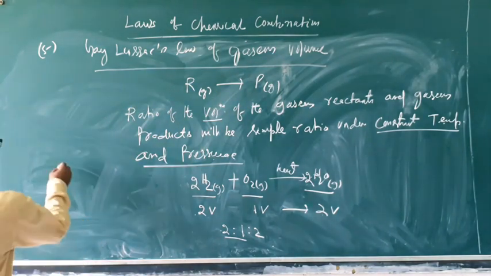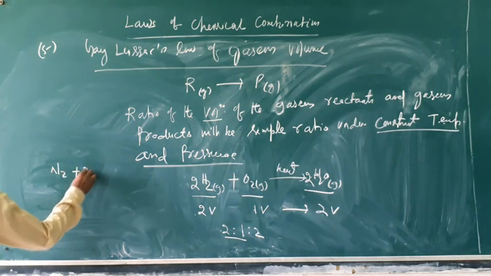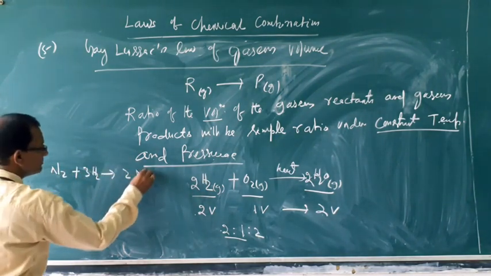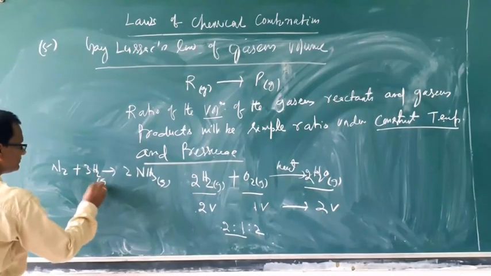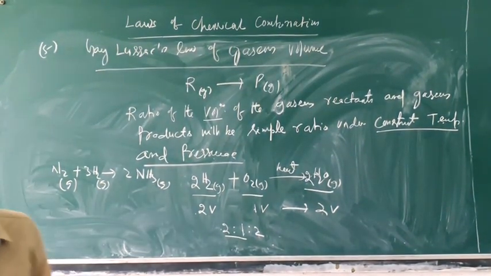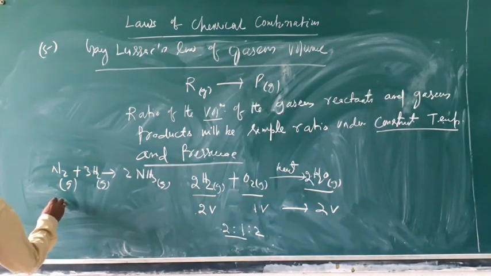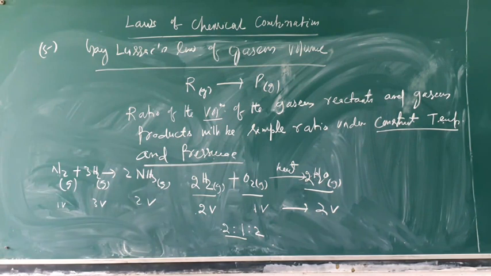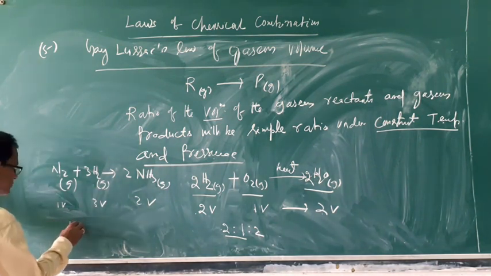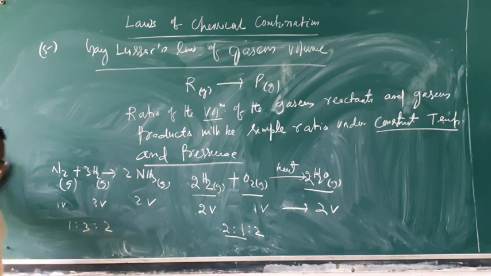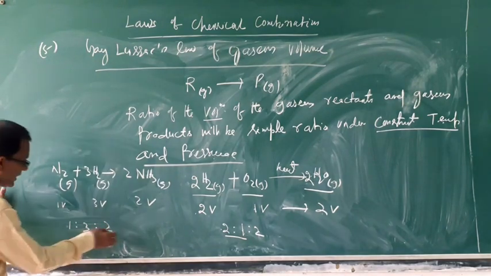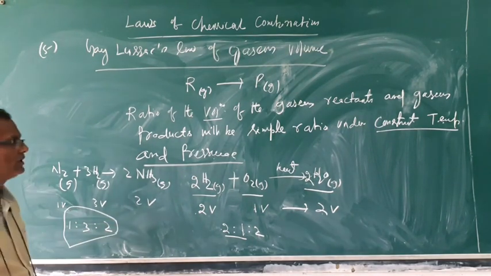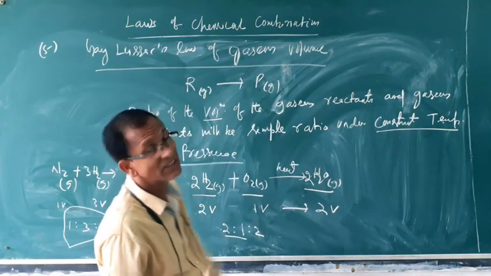If you take another example, nitrogen plus 3 hydrogen producing 2 ammonia, all in gaseous state, then what will be the volume ratio? It will be 1V, 3V, 2V, as per the number of molecules. What is the ratio? 1:3:2. 1:3 is a simple ratio. 3:2 is a simple ratio. That's why it is a simple ratio, satisfying the Gay-Lussac law of gaseous volume.